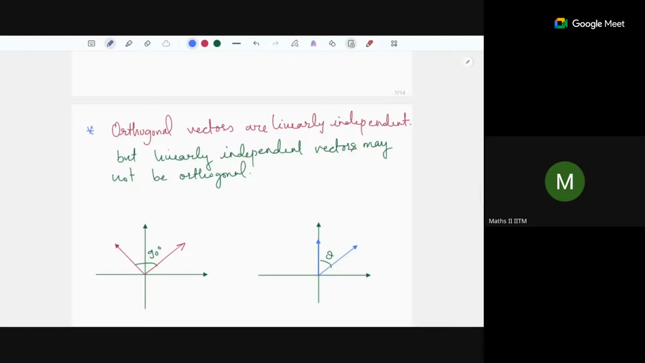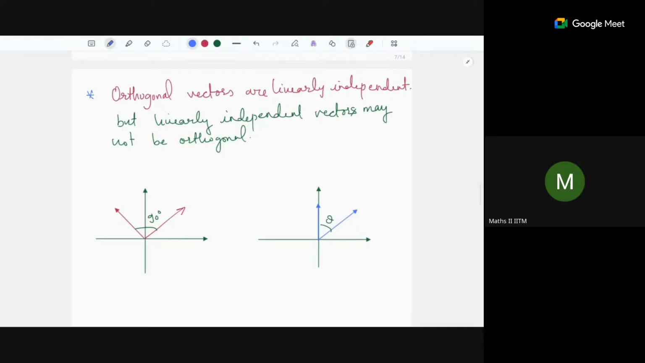Now, orthogonal vectors are linearly independent in nature. How to see that? You can look at this picture itself. Whenever you say two vectors are orthogonal, you have a picture like this. They are perpendicular to each other, and two vectors are linearly dependent in a vector space of dimension 2 when they are multiples of each other. Clearly, these two vectors are not multiples of each other. So whenever you have orthogonal vectors, they are always independent of each other.